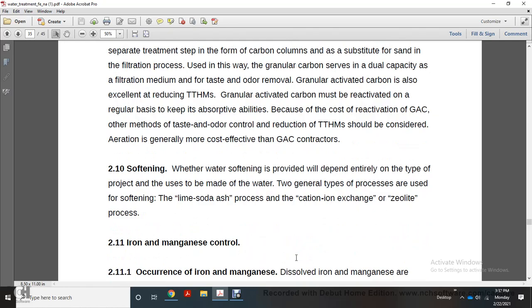Softening. Whether water softening is provided depends entirely on the type of water. The two general types of process used are softening by the lime-soda ash process and cation ion exchange, or zeolite, process.